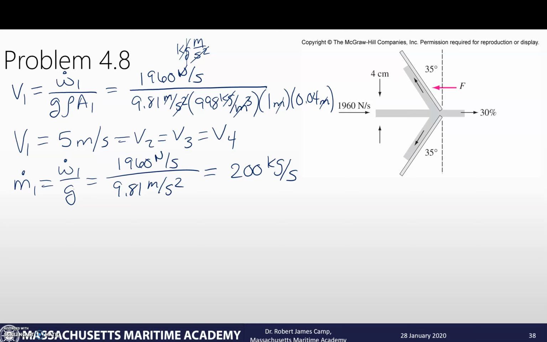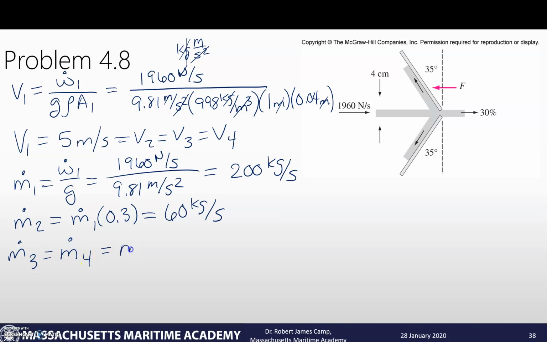Now I don't know the areas at the other places, but I do know how much mass is going through each one. So to find 2, as we said before, well, that's 30%. So I'm going to take m dot 1, multiply it by 30%. And so when I do that, I'm going to do 200 kilograms times 30%. That's going to give me 60 kilograms per second. m dot 3 is going to be equal to m dot 4 from the problem definition that tells me that it's m dot 1 times 35%. So in those other two directions, we have 70 kilograms per second going through the upper part and the lower part.